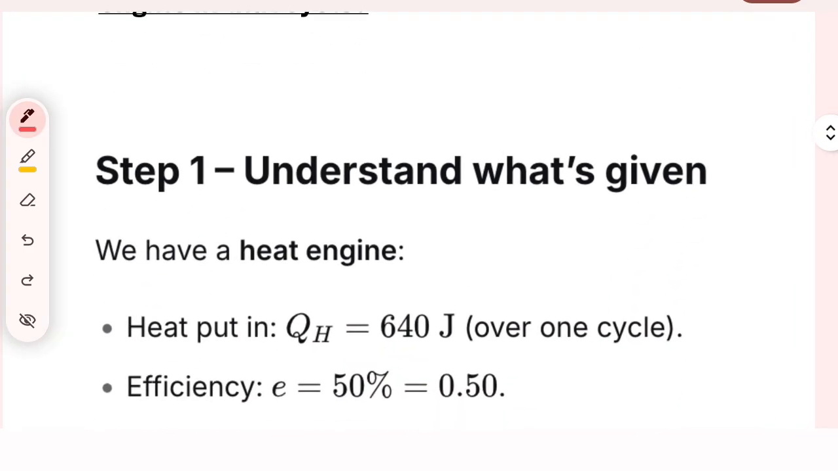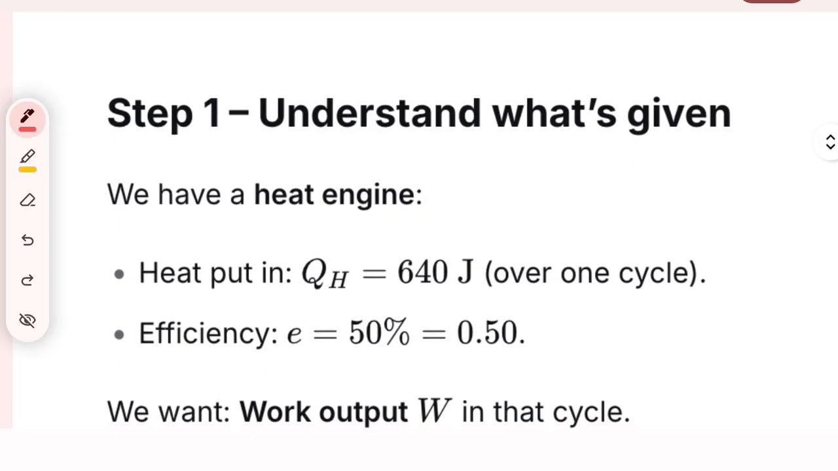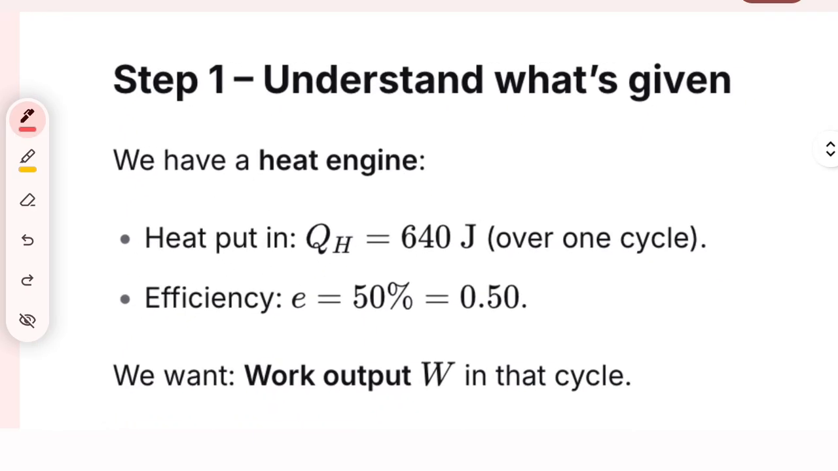So first we will understand what's given. Let's understand the problem first. What's given? We have a heat engine. The heat put in is designated as QH. That's the heat that goes in. QH is given as 640 joules. That's over one cycle, as stated in the problem.